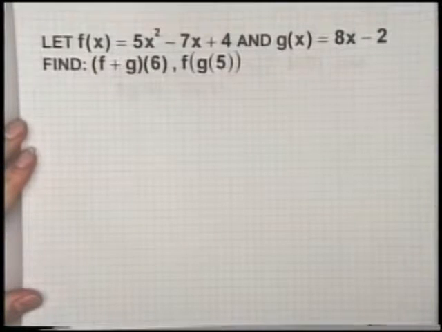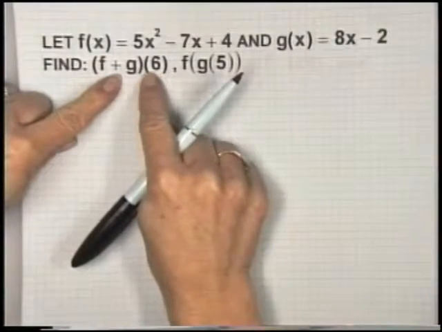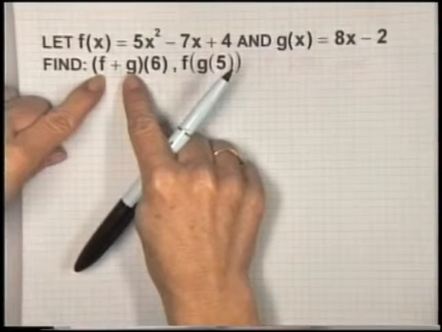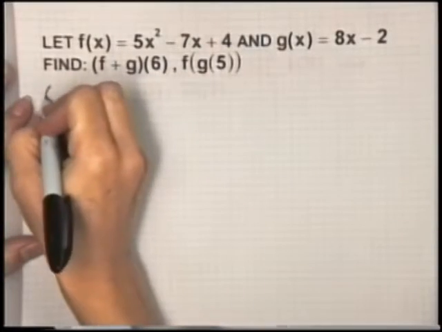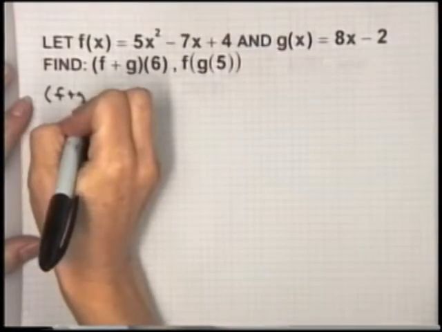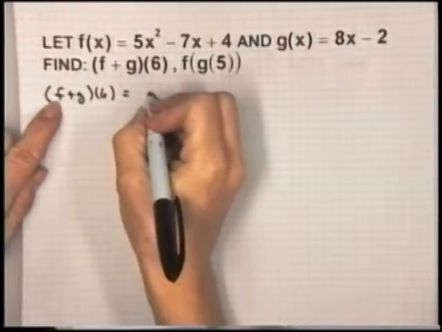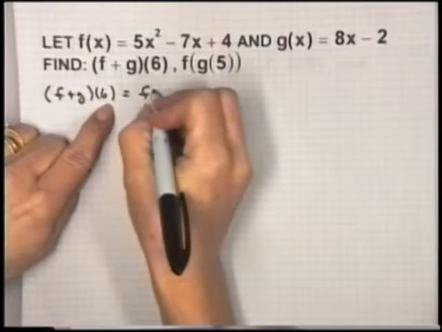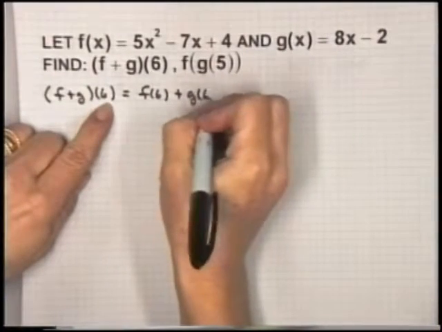Let f of x equal 5x squared minus 7x plus 4, and g of x equal 8x minus 2. The first thing we're to do is to find f plus g of 6. Now I'm going to show you two different ways that you can do this. First of all, f plus g of 6 by our definition means we're going to do what? F of 6 plus g of 6.